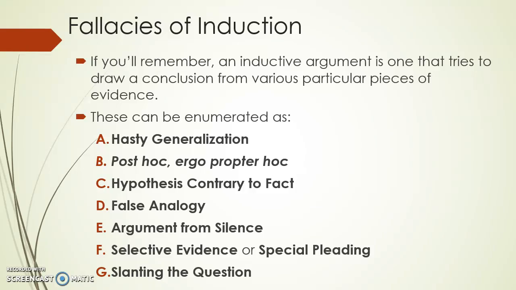C, hypothesis contrary to fact. This is when we make an assumption based on something that did not happen. If only I had concluded this business deal, I would be a rich man. The fact is, we don't know. The business deal actually could have been a failure. I could have gone bankrupt from that deal. We just don't know.